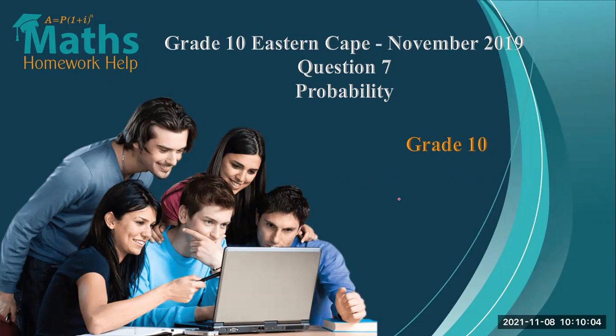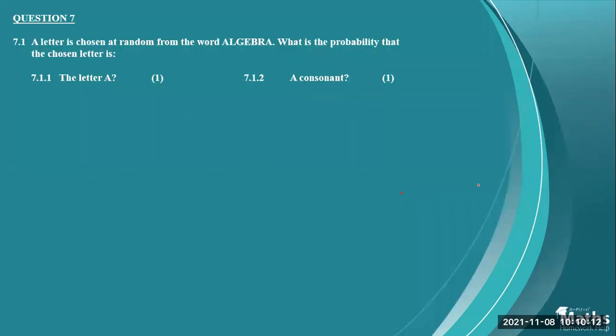And the first one comes from the Eastern Cape, November 2019. What I suggest you do with these questions is that you look at the question, pause the recording, and first try. So the first question says, a letter is chosen at random from the word algebra.